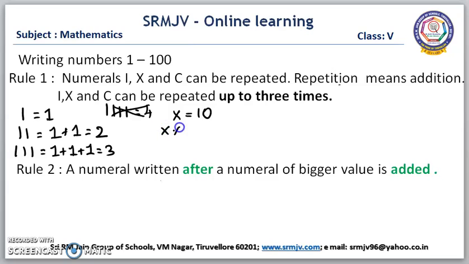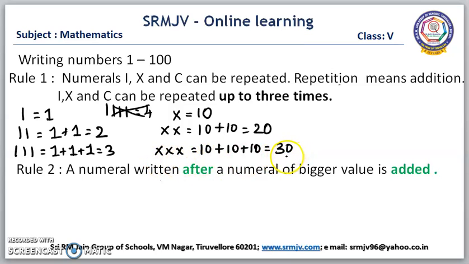If we are writing it 2 times, we have to add 10 2 times. 10 plus 10, 20. Okay, the value of the Roman number is 20. If we are writing it 3 times, we have to add 10 plus 10 plus 10 is equal to 30. So the value of the Roman number is 30. Can we write XXXX for 40? No, we should not write like this because we can repeat up to 3 times only. Okay children? Like that for C also.